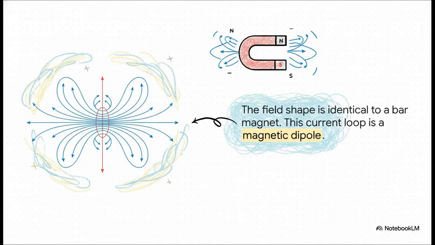And now, for the big reveal. Just look at the shape of those field lines coming from the current loop. Does that pattern look familiar at all? It absolutely should. It is identical to the field from a simple bar magnet. And this is no coincidence, folks. This loop of current is a magnet. We call it a magnetic dipole. This is a huge insight. It's telling us that on a fundamental level, all magnetism, even in a permanent magnet, comes from tiny circulating currents.